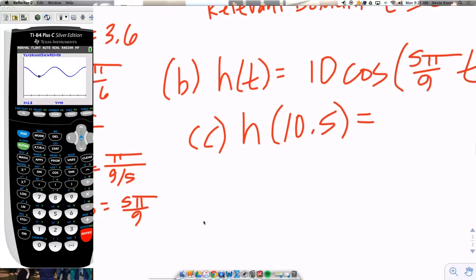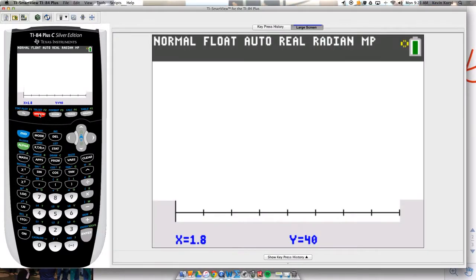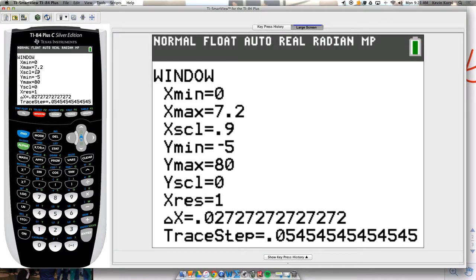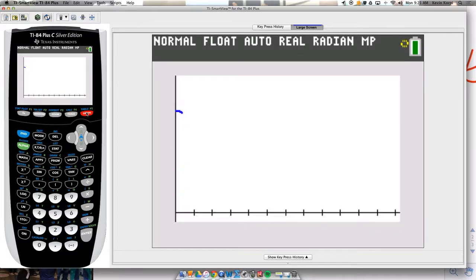So here we go, h of 10.5. There are 2 ways to do it. Number 1, if your window on your graph goes from 0 to at least 10.5, which mine doesn't, you can use your calculator. Well, no problem. If you want to include 10.5, just change your x max to 11. Then you got to wait for it to graph again. But at least it's fun if you imagine like you're riding on the spring.